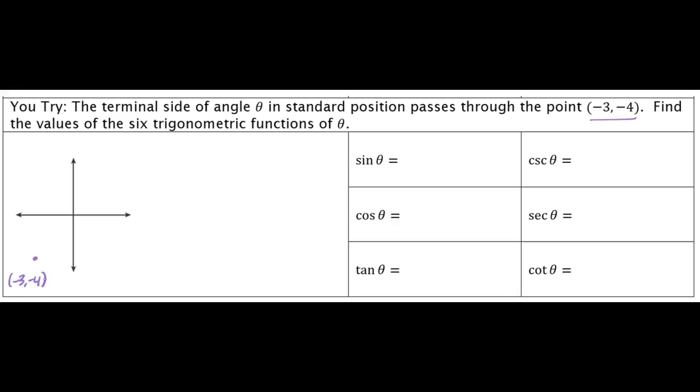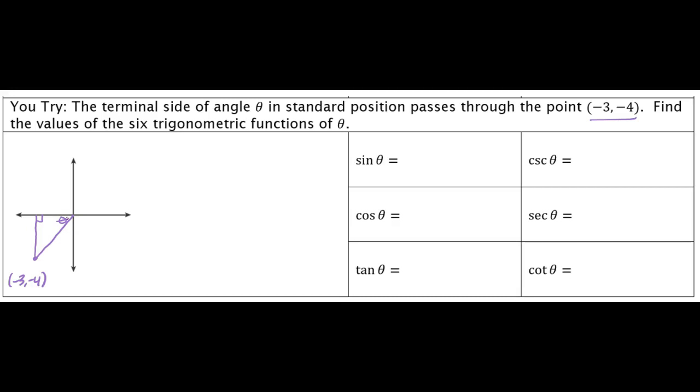Okay, the next thing we're going to do is make our right triangle. So we're going to create two segments. The first one is going to connect the point to the origin, and the second one is going to connect the point to the x-axis. So I'm going to go straight up, and that forms our right angle to make our right triangle. So this right here, our angle theta, will always be the angle that is at the origin.